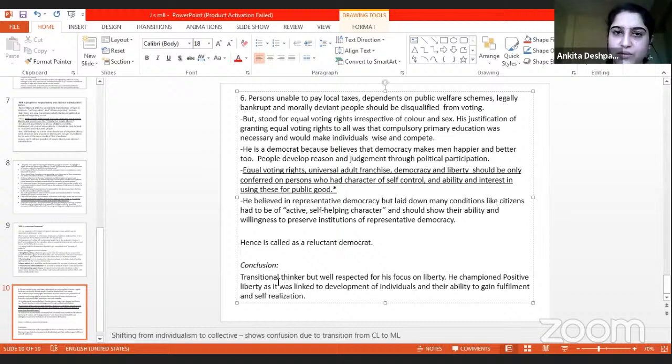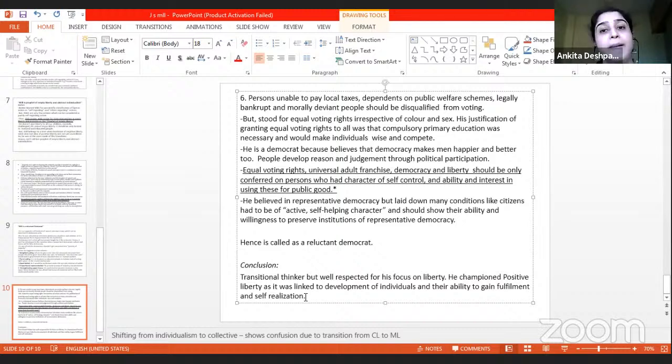So, conclusion with this, we are ending J.S. Mill. He's a transitional thinker, but well respected for his focus on liberty. He championed positive liberty as it was linked to the development of individuals and their ability to gain fulfillment and self-realization. I've already told you what positive liberty is. Positive liberty, simplistically, means giving you freedom to develop yourself for self-realization, etc.